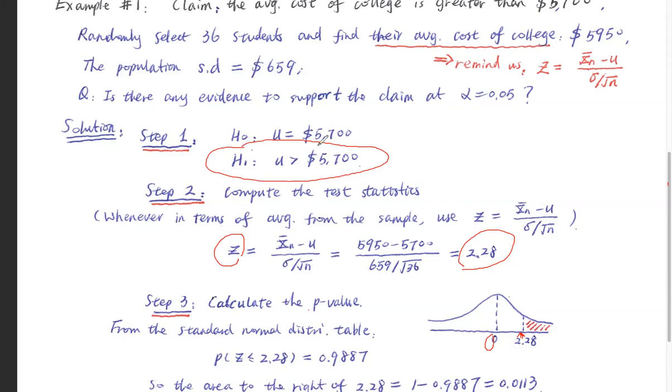What does that mean? Greater than 5,700 means to the right. This is very, very important, and I need your attention here. If you are falling asleep, try to wake up, because that's the tricky part. How do we find the p-value? Is 2.28 to the left or to the right? It's determined by H1. H1 tells us it's greater than, which means to the right. So we are trying to find the probability to the right of 2.28.